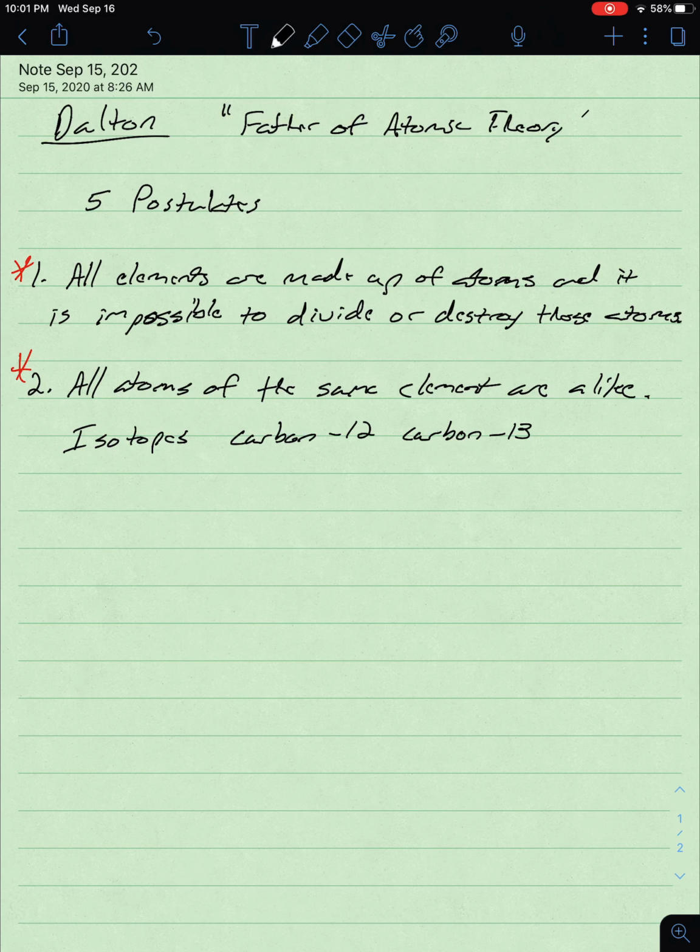So let's move on to our third postulate. Atoms of different elements are different. This makes sense. This is true. I'm not going to compare carbon to oxygen. So atoms of different elements are different.